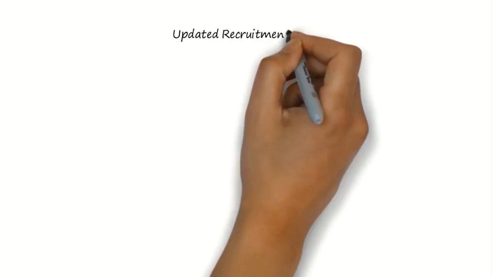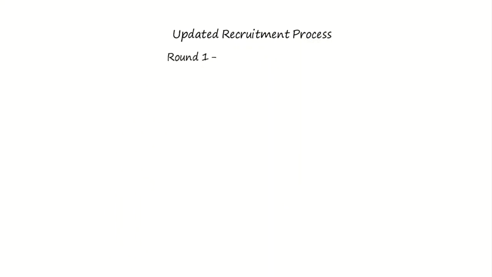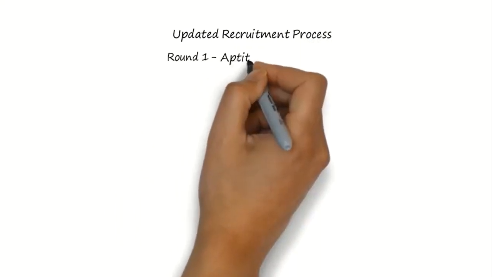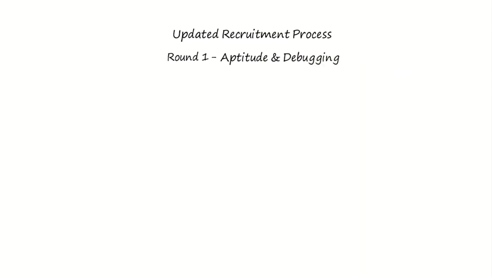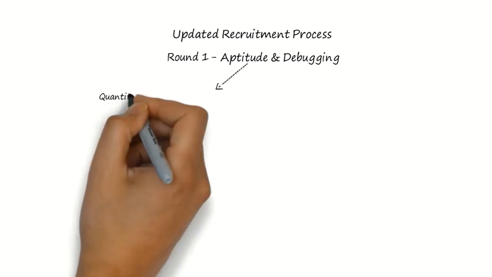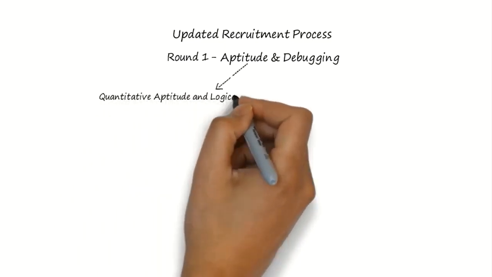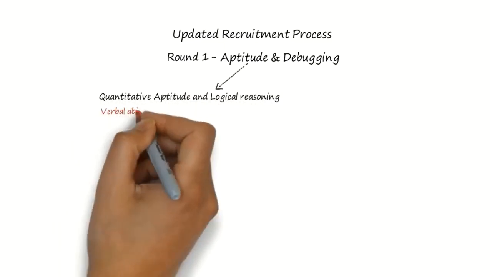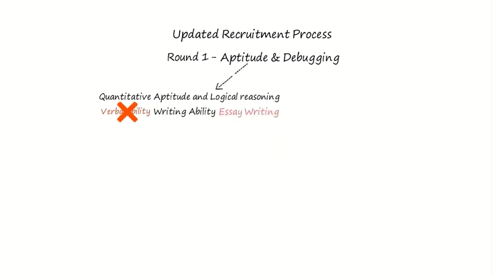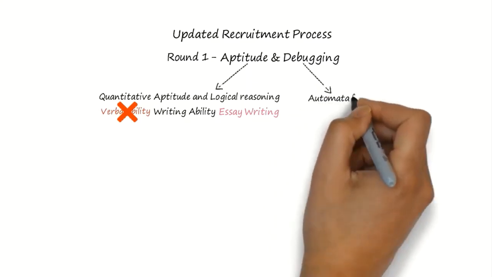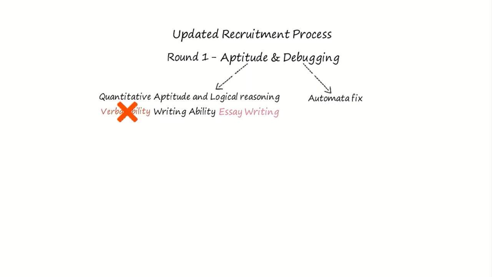The recruitment process starts with round 1, which has two parts. One is aptitude and the other one is debugging. Aptitude includes quantitative aptitude and logical reasoning. This year, there is a speculation that instead of verbal ability, writing ability will be tested, that is, essay writing. And debugging is nothing but automata fix. So you can refer to my other videos on quantitative aptitude as well as automata fix.